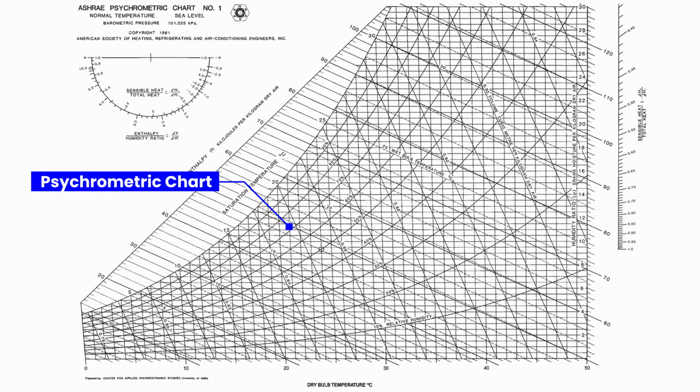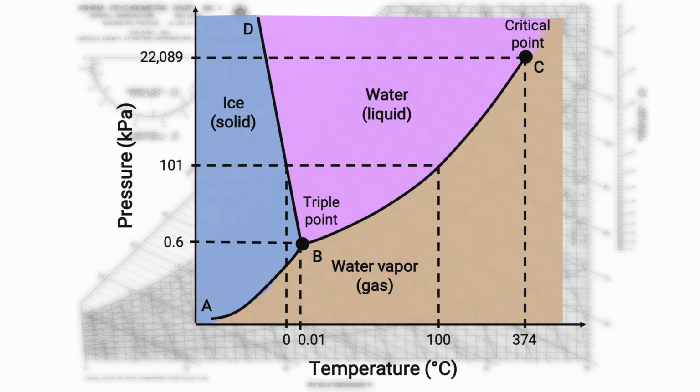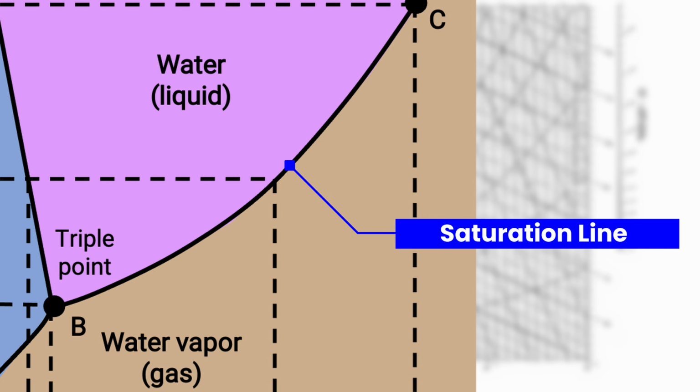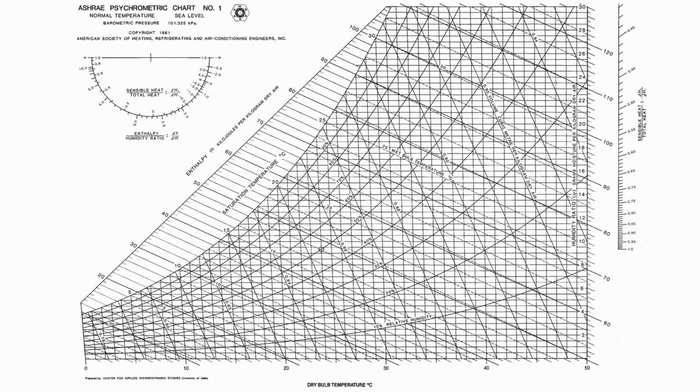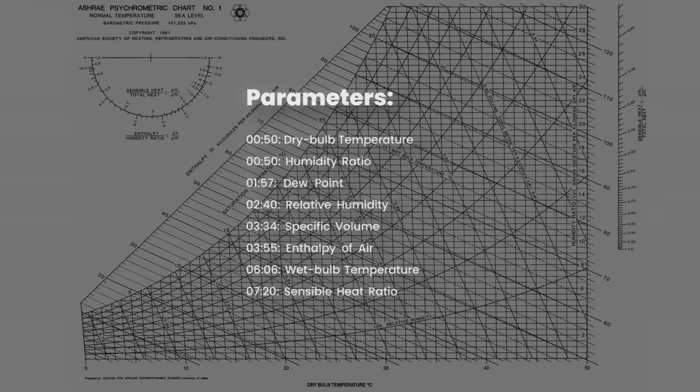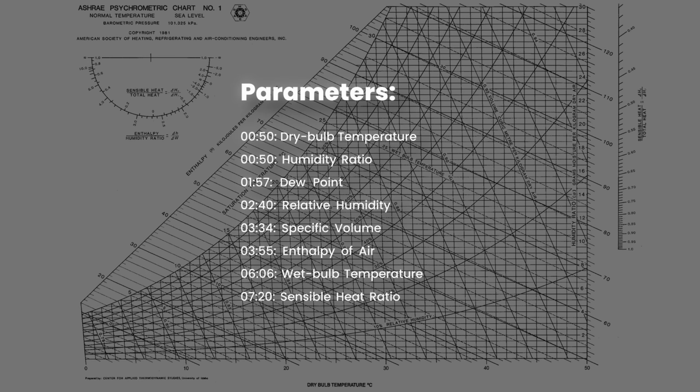The psychrometric chart is built on the water phase diagram, specifically the line that separates liquid from vapor. If we zoom in on this phase diagram, we can see the saturation line, which divides the two phases and serves as the foundation for the psychrometric chart. In this video, I'm going to show you how to use this chart to figure out ambient conditions based on the local temperature and humidity. We'll break it all down, going through each parameter step by step.